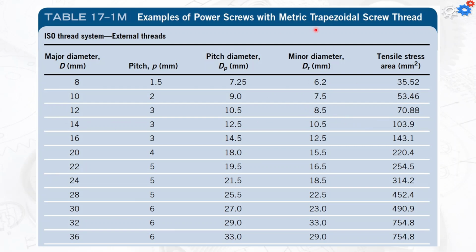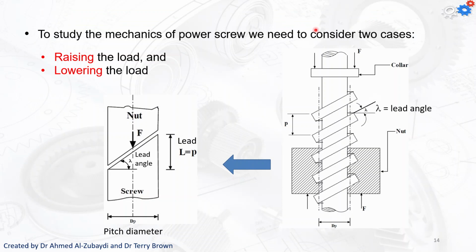All right. So to study the mechanics of a power screw, we need to consider two cases. One, raising the load, and secondly, lowering the load. And I've got in this diagram just some of the terms that we'll be making use of. So for example, the lead angle is the angle of the thread.